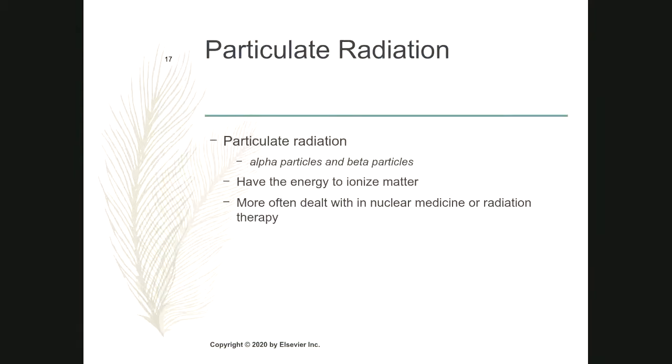When we look at particulate radiation, this is over on page 30 and 31. Particulate radiation, we have two sources of that. We have alpha particles and beta particles, and these do have the ability to ionize matter. They have enough energy to ionize matter, and typically with particulate radiation, we see this more used in nuclear medicine or radiation therapy, but not in diagnostic radiology.